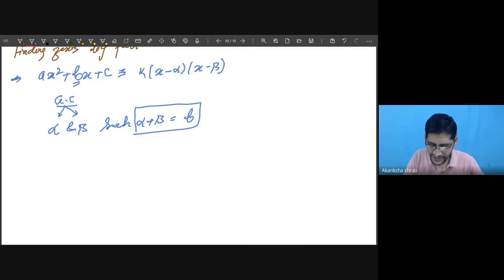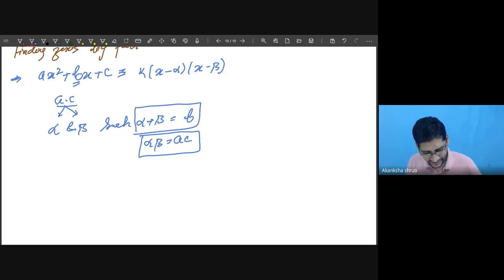So alpha plus beta should be B, and alpha beta should be which one? A into C. These are the two conditions that need to be satisfied. Then we can factorize it quickly. Let us take one example.